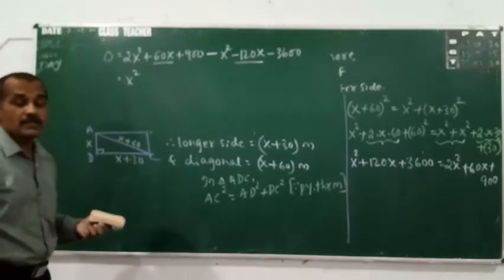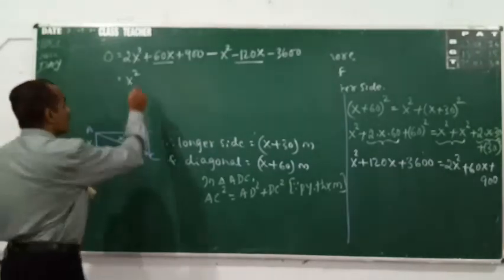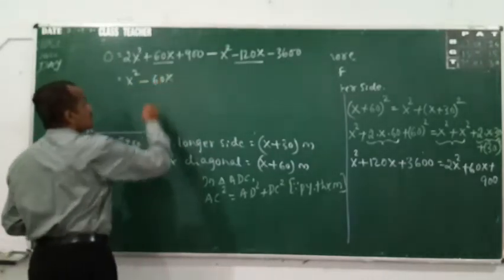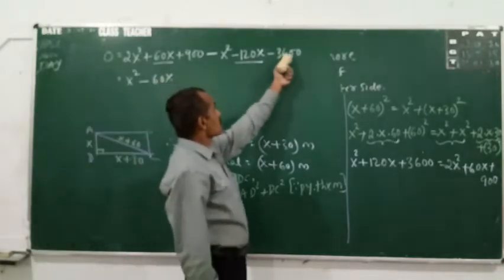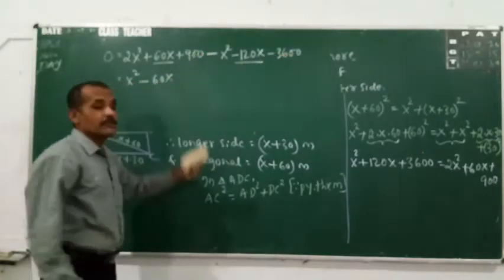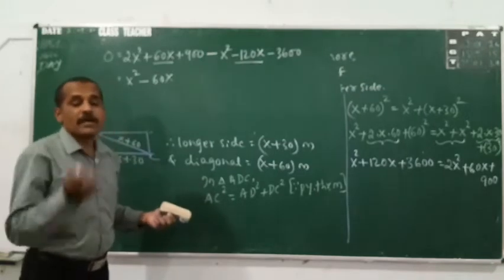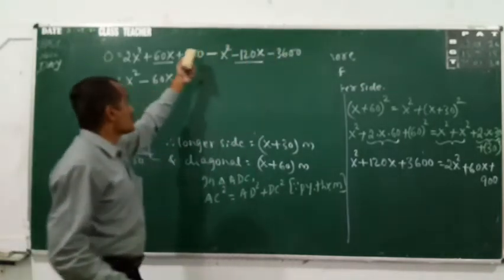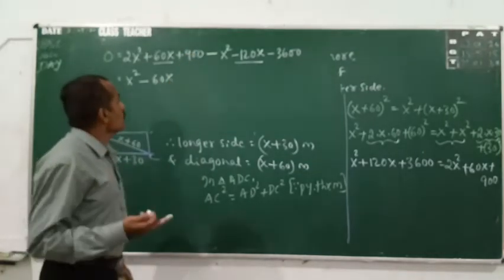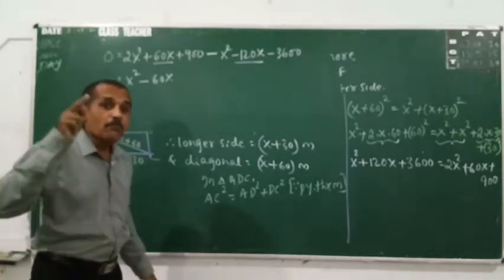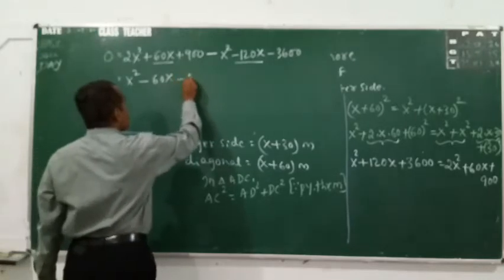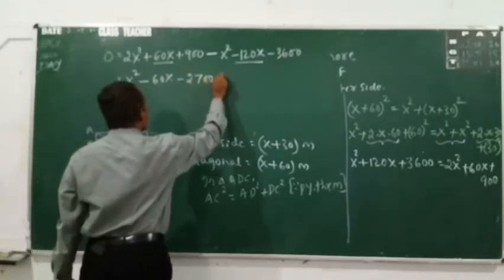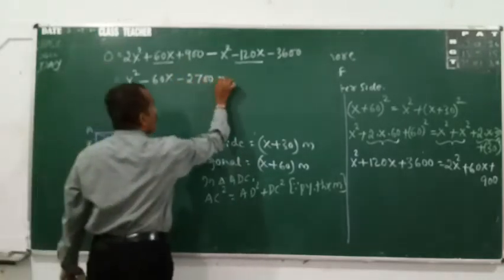one plus and one minus, bigger number minus smaller number, minus 60x. 3600 with a minus sign, 900 with a plus sign, one plus and one minus, bigger number minus smaller number, 3600 minus 900 gives you 2700 with a minus sign, minus 2700 is equal to 0.